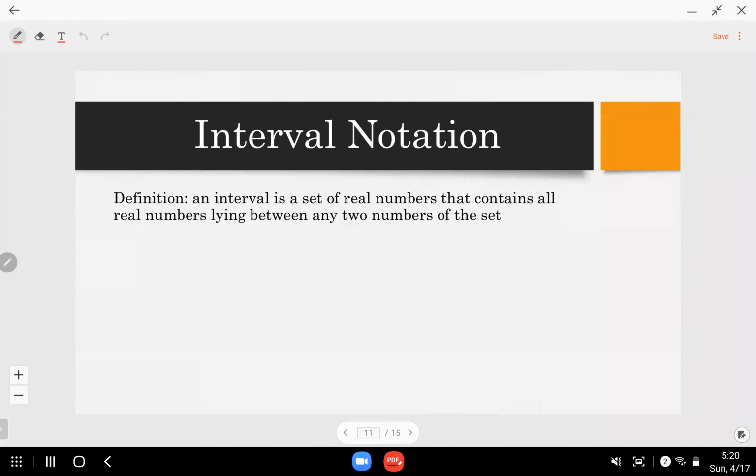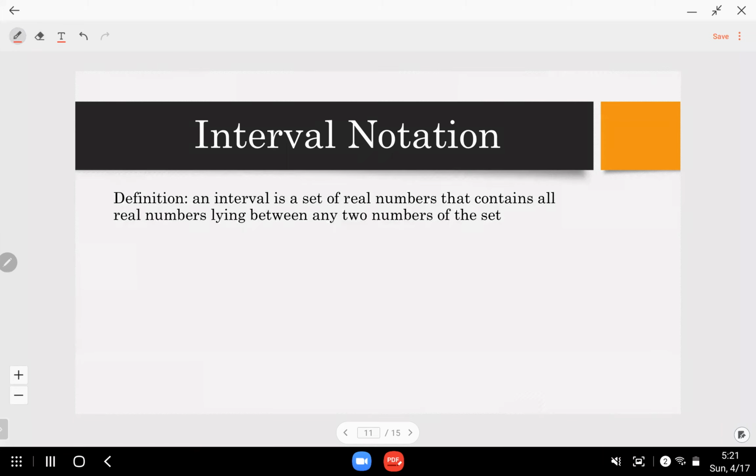Let's say I have the set (2, 3). This is an interval in interval notation. What does this mean? It means everything in between 2 and 3. It could be 2.5, 2.4, 2.3, 2.22223. Anything in between 2 and 3. Basically, an interval is just all real numbers lying between the two numbers of that set.